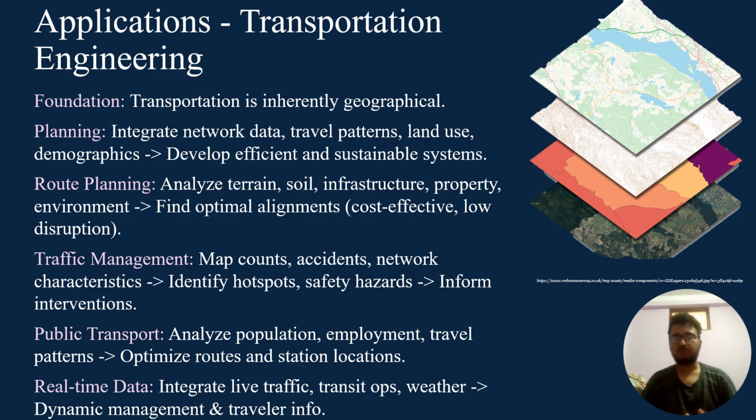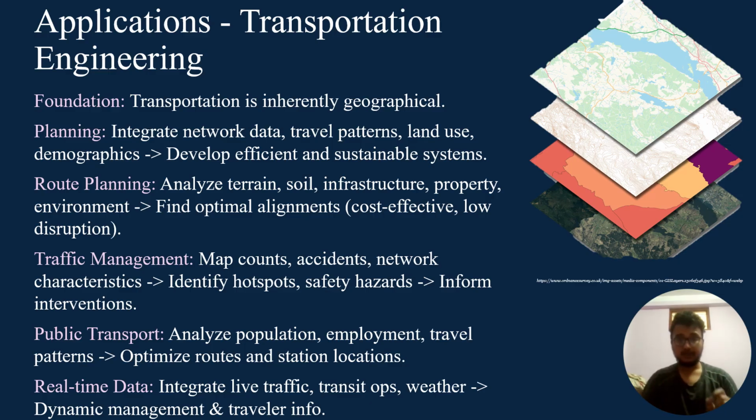So transportation infrastructure is inherently geographical, making GIS an essential tool in transportation engineering. GIS supports comprehensive transportation planning by integrating data on existing networks, travel patterns, land use, demographics, and environmental constraints. The integrated view helps engineers to develop transportation systems that efficiently meet mobility needs while minimizing environmental and social impacts.